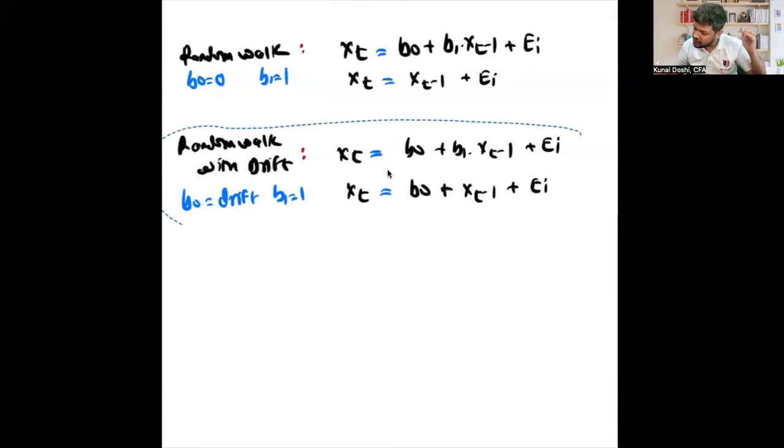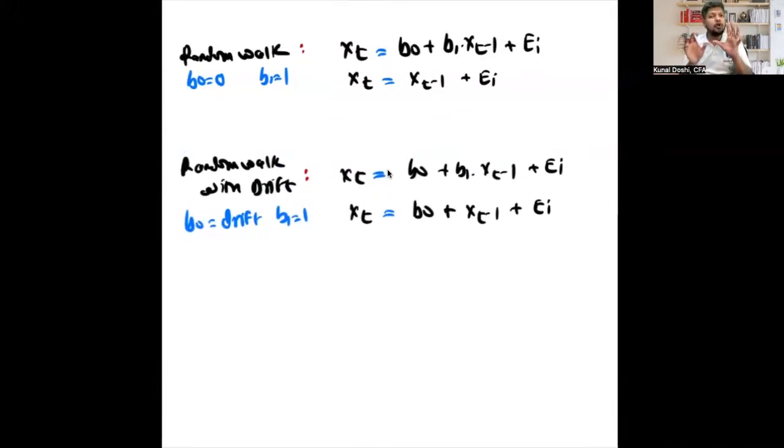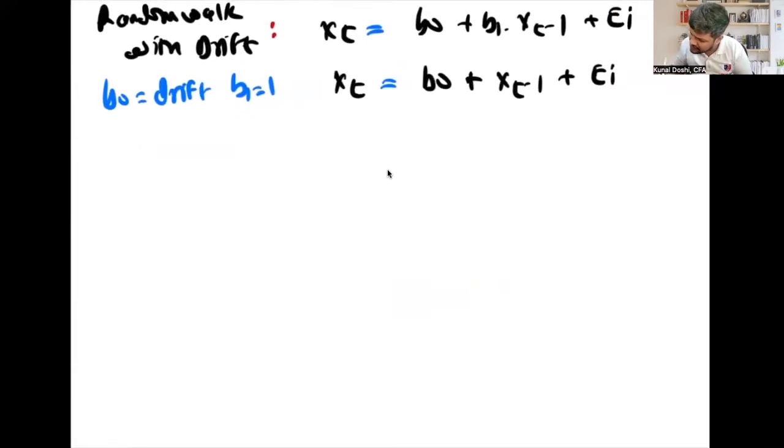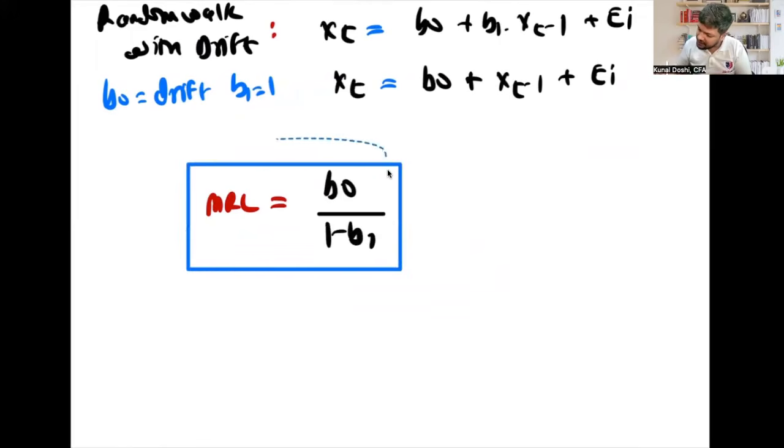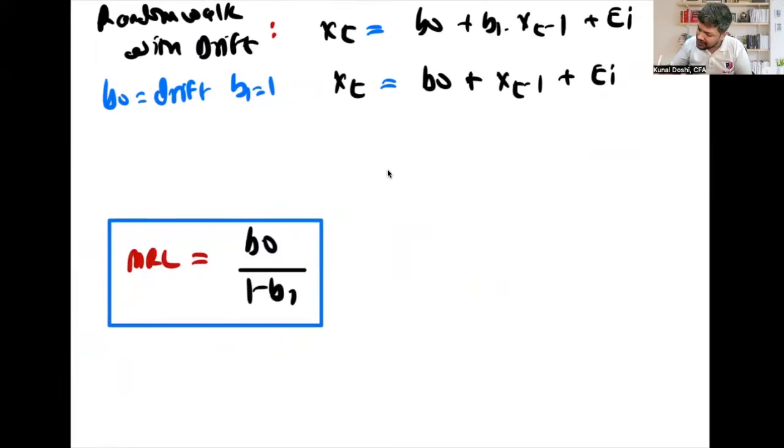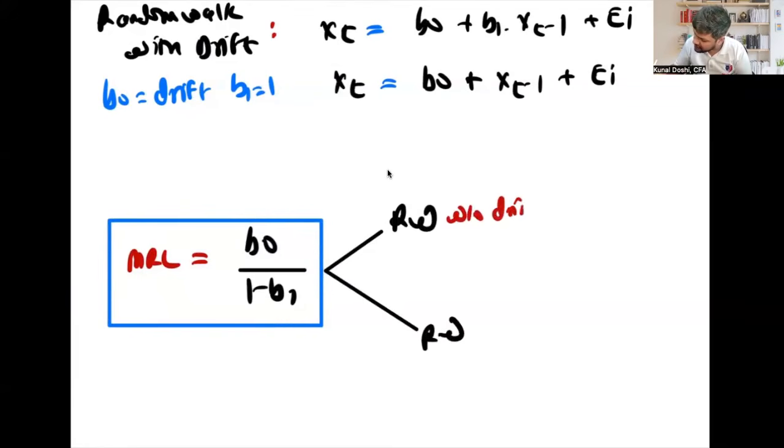along with this, hello everyone. Yes, you can confirm. Along with this, you know what is the mean reverting level, everyone in the class? The mean reverting level is, we all know what is the mean reverting level. It is B0 over 1 minus B1. B0 over 1 minus B1. Now see, very, very interesting thing, everyone in the class. When there was random walk, I will write random walk without drift and with drift. Can you tell me what will be the mean reverting level?